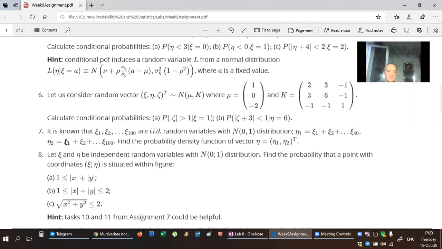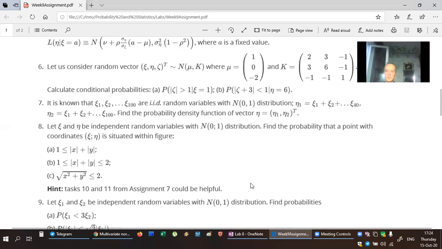Let's solve number 7 for the rest of the time. So we have 100 independent and identically distributed random variables. We form 2 new random variables, eta1 and eta2. And we need to find the probability density function of the vector eta, which consists of these 2 components. Let's maybe solve it together because we have only 5 minutes left.